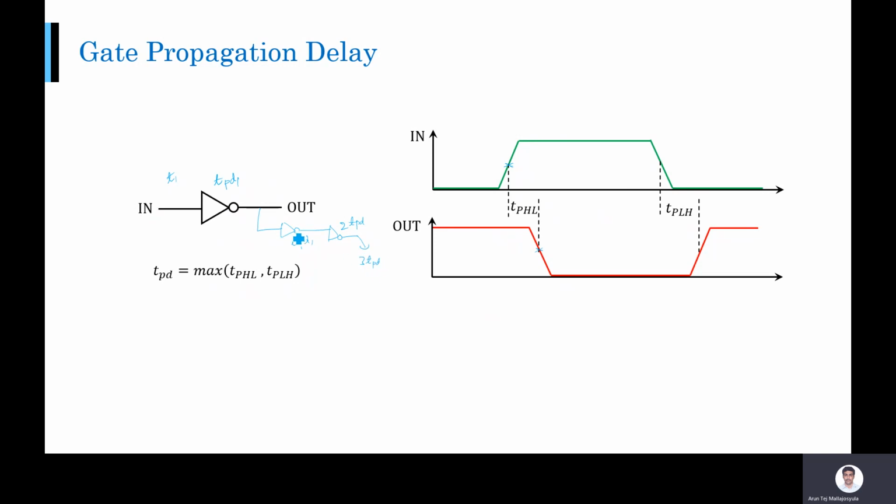Each gate has its own delay. Each gate is identical, so the same delays are there. So you just keep on adding, right? And therefore, when you have several gates in your circuit, you have to look for the time the circuit is taking to respond to your input. How much time will it take for you to get the right output?